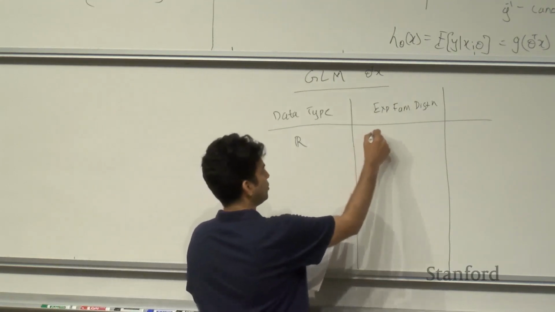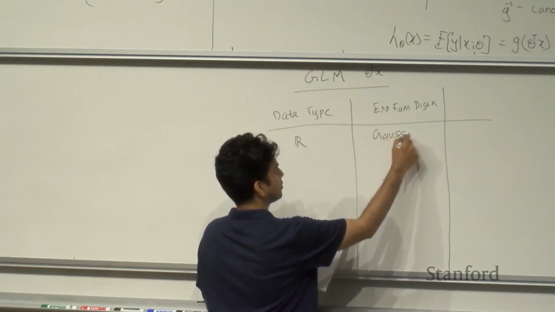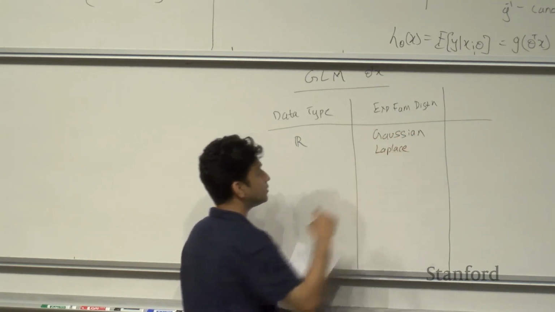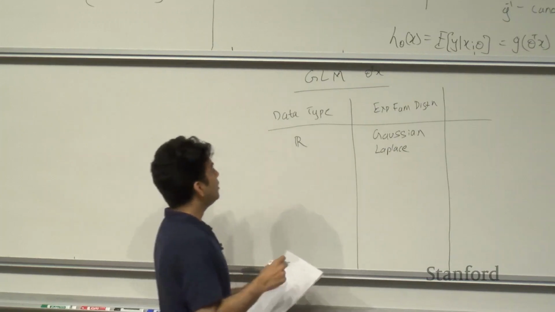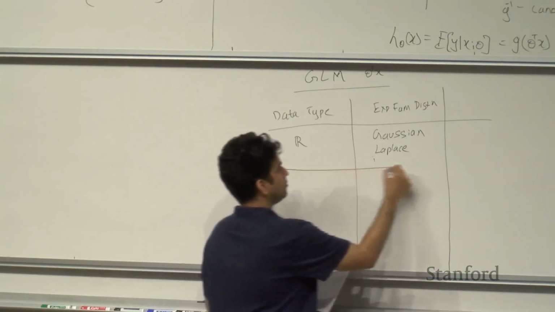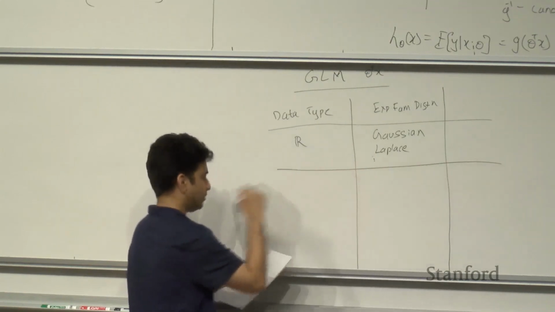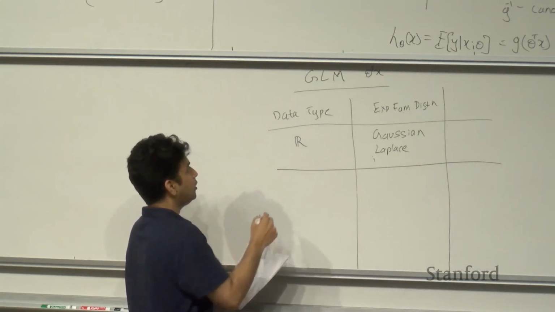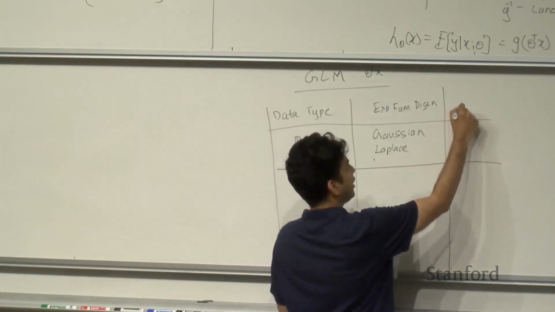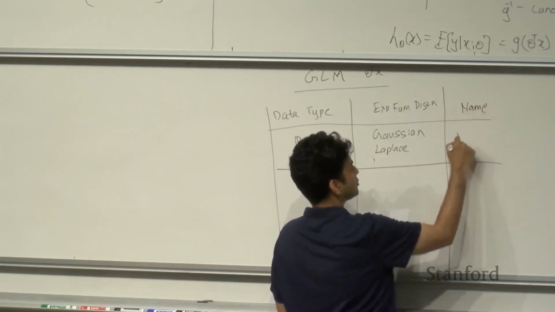So for example, you can choose Gaussian, or you can use Laplace, and there may be a few more, but they need to be limited to the exponential family. And when your data type is real valued, then the name that we give it is regression.